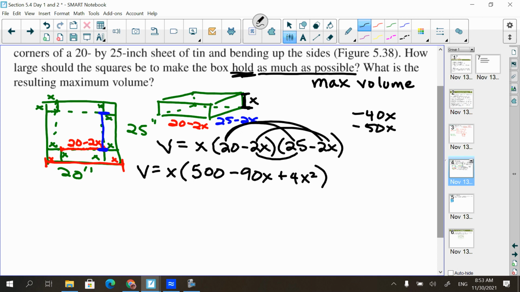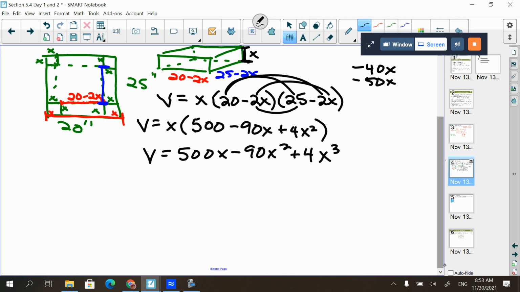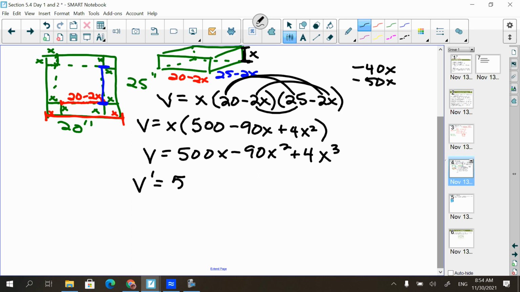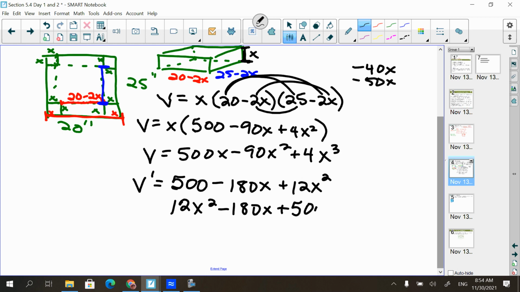Now from here, distribute that x. So volume equals 500x minus 90x squared plus 4x cubed. From here, find the derivative. So I get the derivative of 500x is 500. Derivative of 90x squared is minus 180x. Derivative of 4x cubed is plus 12x squared. Some of you prefer to have this as 12x squared minus 180x plus 500 as well.